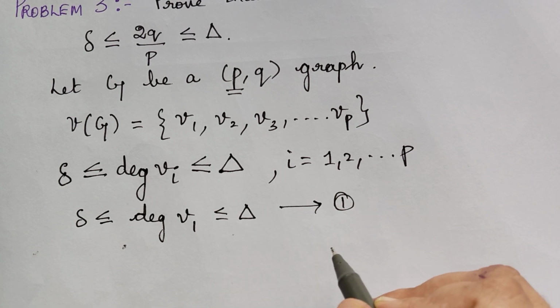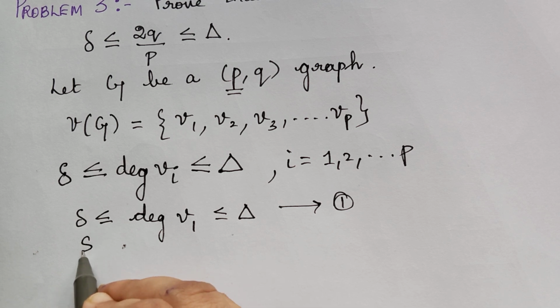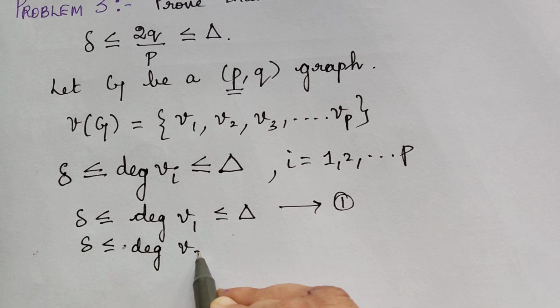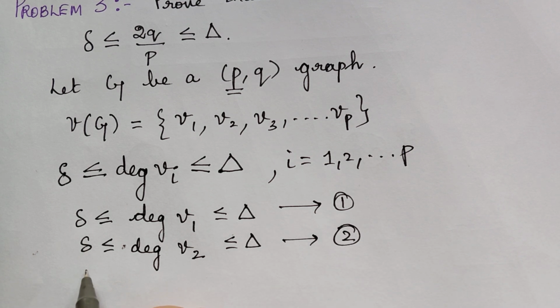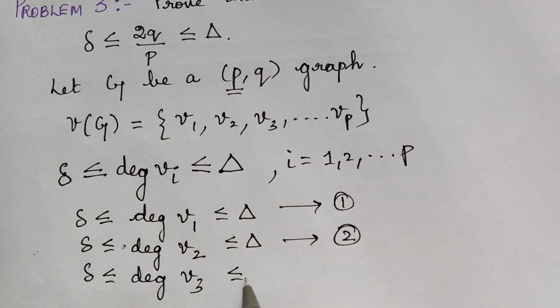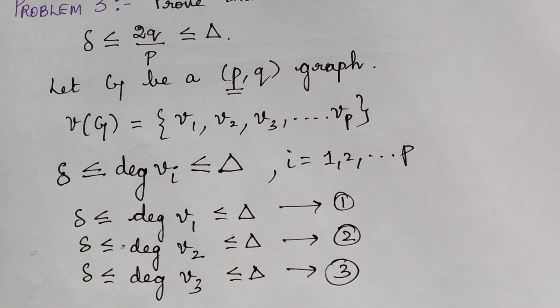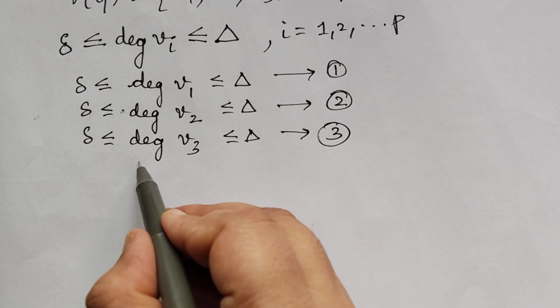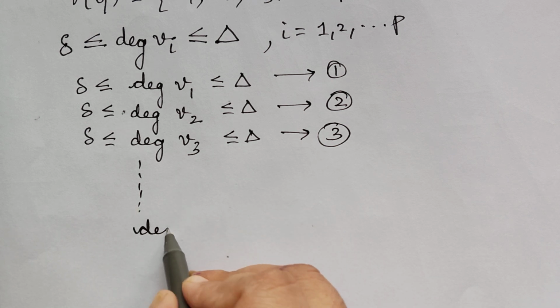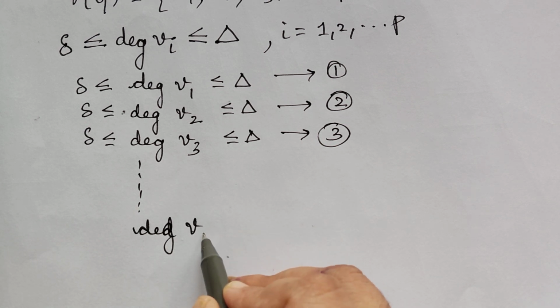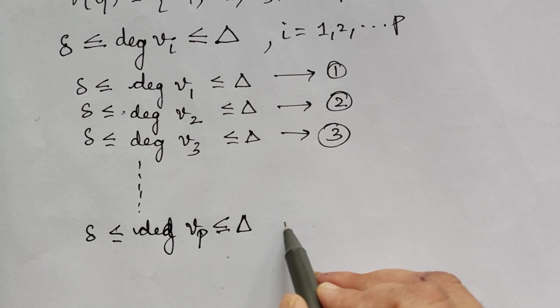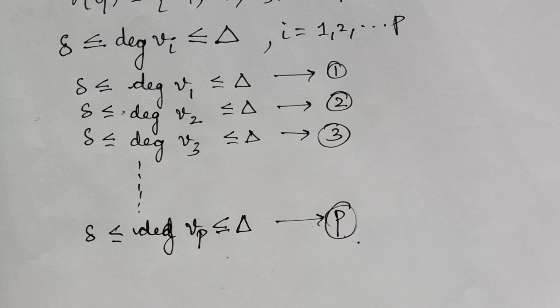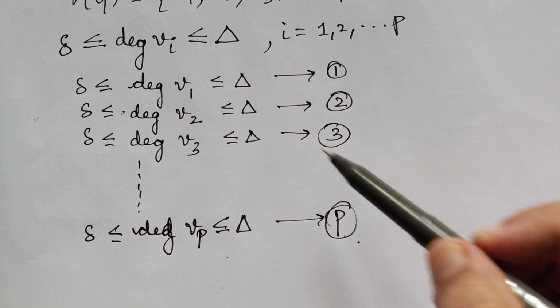So this is one equation. Similarly, if you put i equal to 2, delta will be lesser than or equal to degree of V2, which will be lesser than or equal to capital delta. This is equation 2. If you put i is equal to 3, delta will be lesser than or equal to degree of V3 lesser than or equal to capital delta. The third equation. Like this, if we keep on giving values for i, it will go on until degree of the last vertex Vp. That will be greater than or equal to delta and lesser than or equal to capital delta, and that will be the pth equation. So you will have p number of equations of this type.